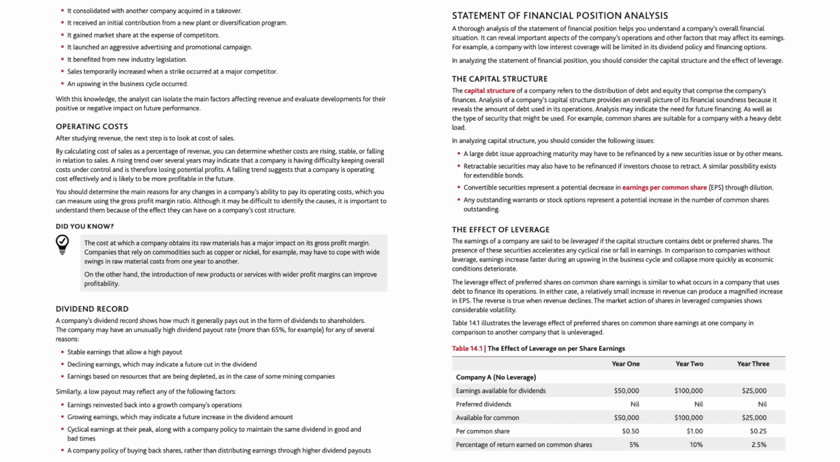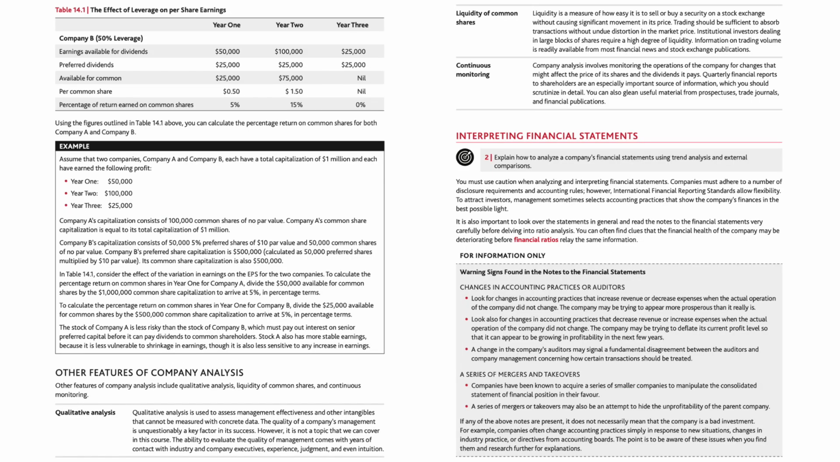In either case, a relatively small increase in revenue can produce a magnified increase in earnings per share. The reverse is true when revenue declines. The market action of shares in leveraged companies shows considerable volatility. Table 14.1 illustrates the leverage effect of preferred shares on common share earnings at one company in comparison to another company that is unleveraged. Using the figures outlined in Table 14.1 above, you can calculate the percentage return on common shares for both Company A and Company B.